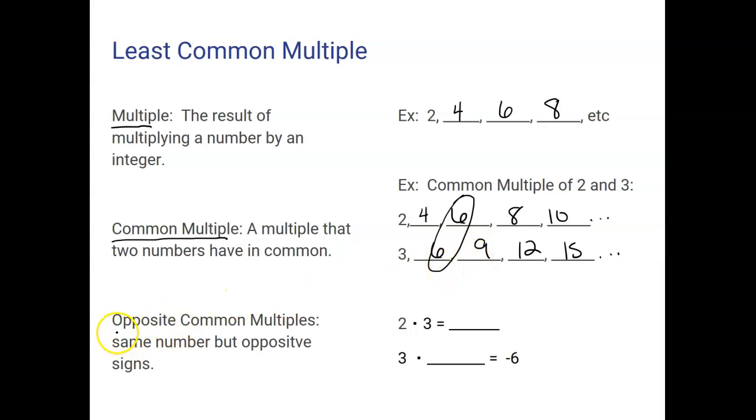For our purposes, we need opposite common multiples. Same number, but opposite signs. If I want to make opposite signs and turn these into common multiples, if I want to turn 2 into 6, I need to multiply by 3. So 2 times 3 would be equal to 6. What would I need to multiply 3 by to make negative 6? Well, 3 times 2 would be positive 6, so 3 times negative 2 would be negative 6.